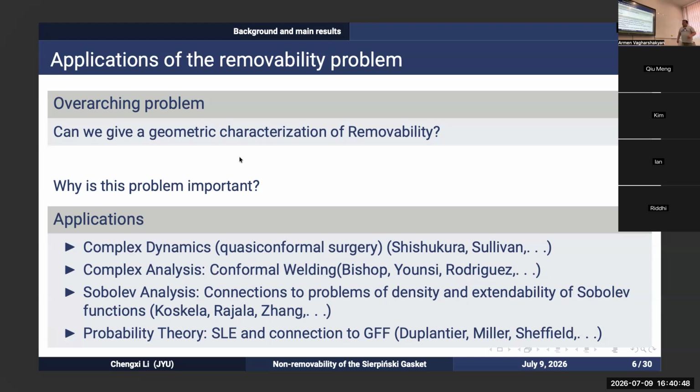The standing man is just Duplantier. I'm not sure whether my pronunciation is correct. Duplantier. Yes, Duplantier. Sorry, I didn't find the online name. And then Jason Miller and Scott Sheffield. These do a lot of things with complex analysis and connections to SLE or some more probability objects.